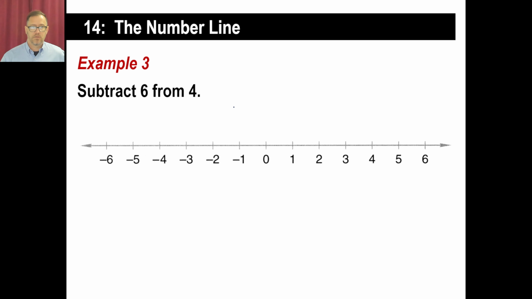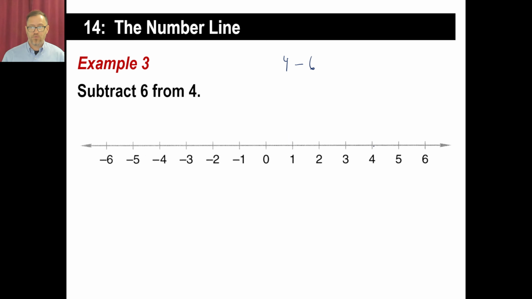All right. Subtract 6 from 4. Now, Saxon mentions this, that when you say this, order is very important. So we're not saying subtract 4 from 6. That's easy. That's just 2, right? But we're subtracting 6 from 4. So in other words, this is the problem that we have. Subtracting 6 from 4.